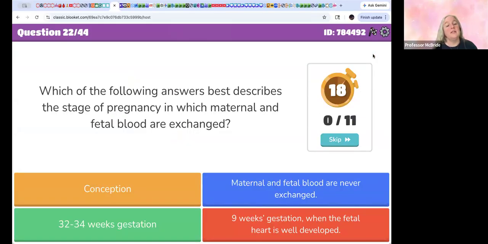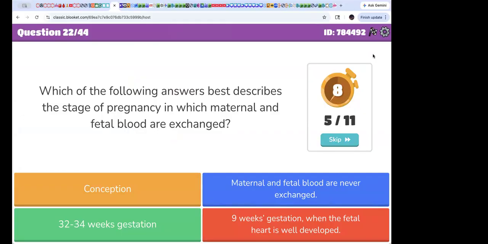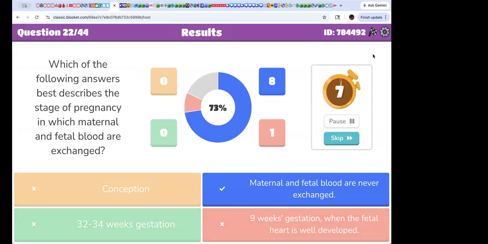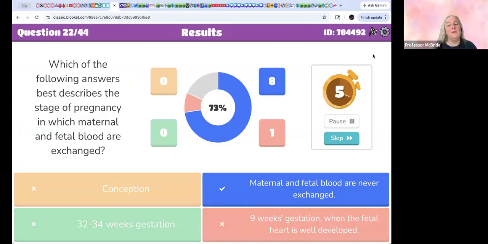Which of the following answers best describes the stage of pregnancy in which maternal and fetal blood are exchanged? Y'all better get this one right because I've said it like 8 times. Okay, well, all but one of you got it. All right, so maternal and fetal blood should not be exchanged.